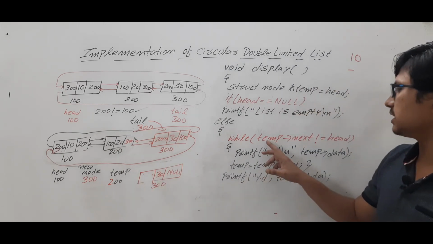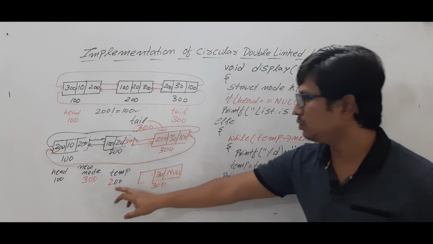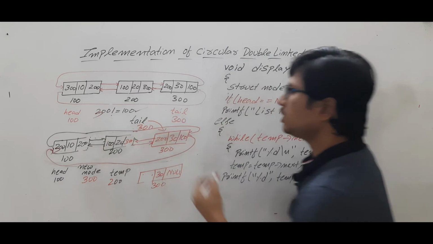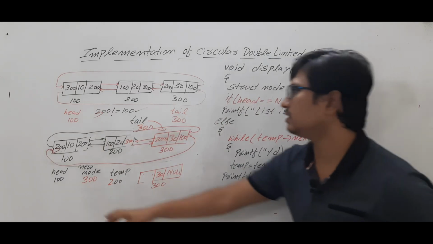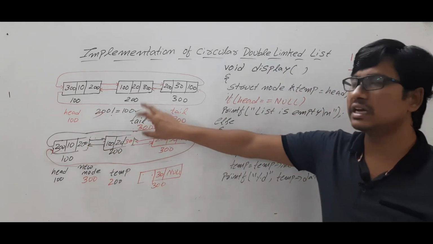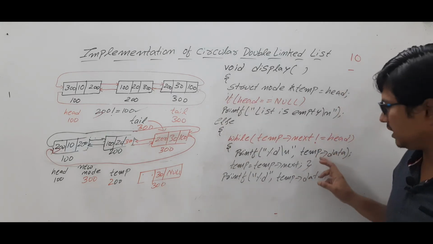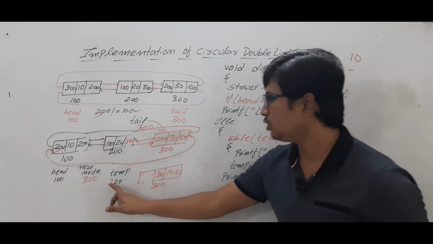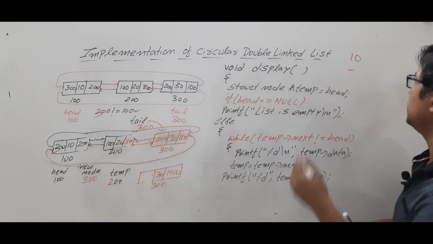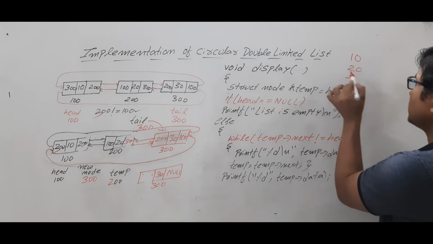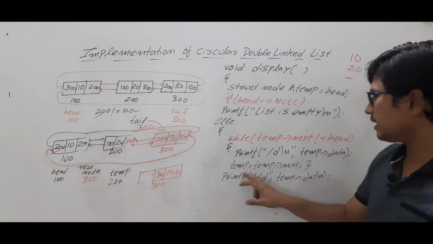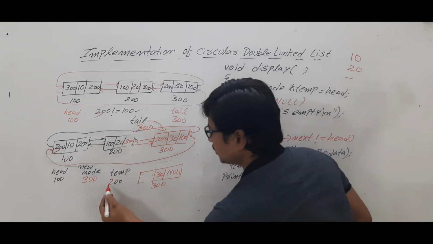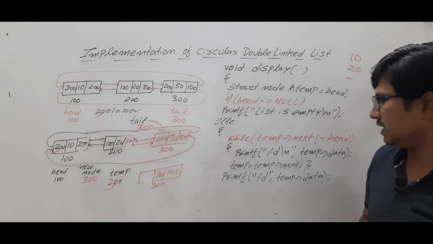Now again check temp of next, 200 of next is 300, which is not equal to 100. Am I right? Head is 100, so it is not equal. So this condition is true. If this condition is true, again these two statements will be executed. Printf of %d temp of data, 200 of data will be 20. That 20 you are going to display and the cursor will move to the next line. Temp is equal to temp of next. Temp of next is 300 that you are assigning to temp. Now temp will consist of 300.